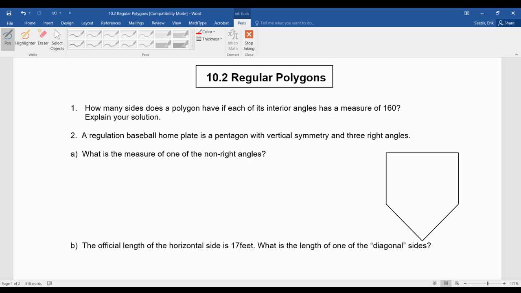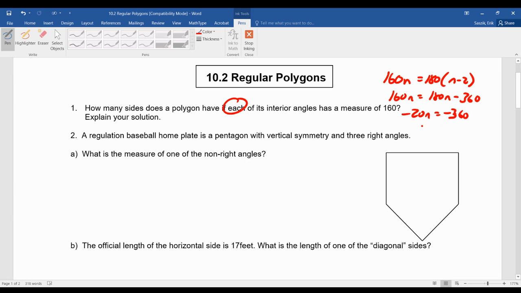It says each, so that's a key word there. So that means 160 times n would give us the sum of the interior angles, right? Well, we know that our formula is 180 times n minus 2. So what could I do here? 160n equals 180n minus 360. Move the 180 over. N ends up equaling 18.